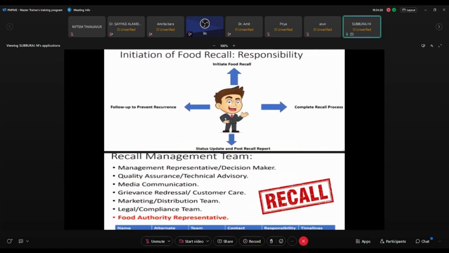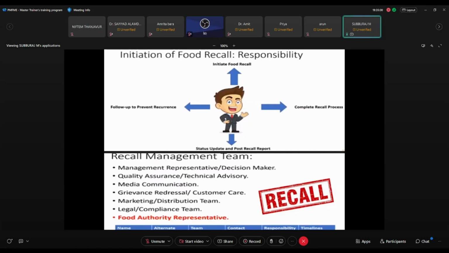Another thing: you have to initiate the food recall responsibility. For all companies, along with HACCP, you have to make this recall procedure also. That is mandatory, because if anything happens, this is the method you have to keep. Along with this, the recall procedure is very, very important.